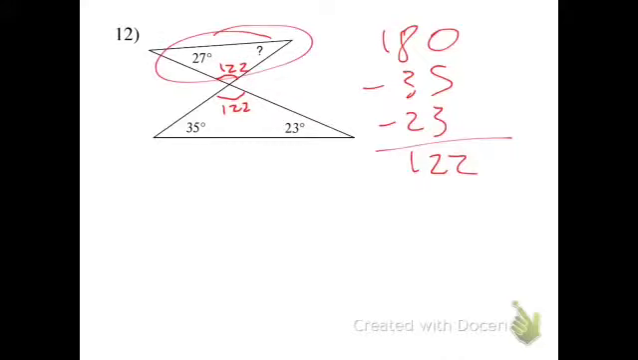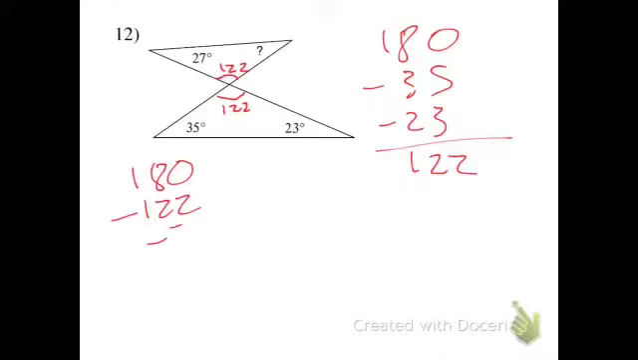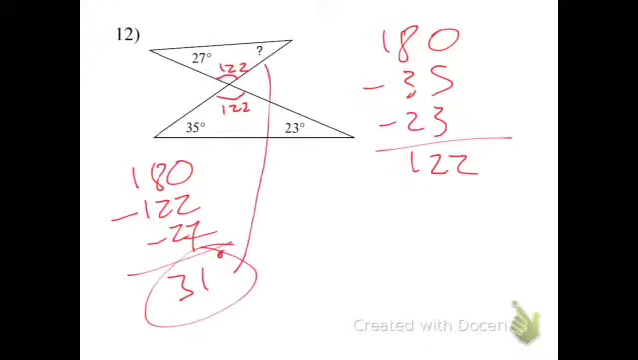And then we can again use our property that all the angles add to 180 to get our missing angle. So take 180 minus that 122 angle, minus that 27 angle, and you'll get what's left over, which is going to be 31. So our missing degree angle up there is going to be 31 degrees.